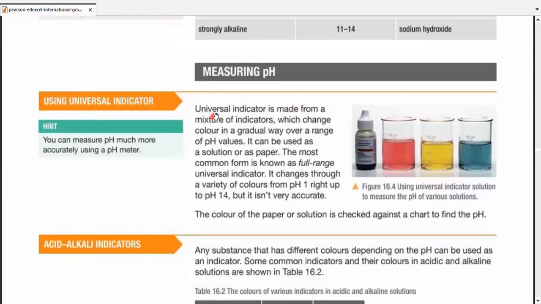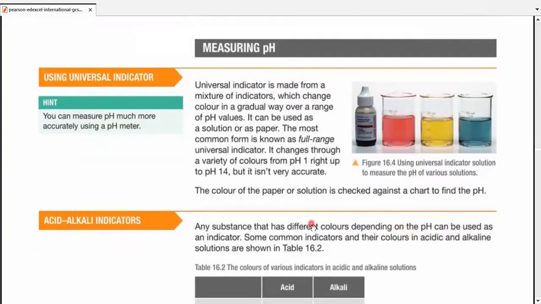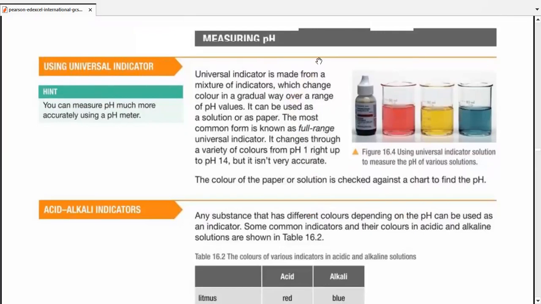Moving on, how do we measure pH? We actually use indicators to measure pH. An indicator is any substance that has different colors depending on the pH of the solution it is used in. Commonly, we use universal indicator. A universal indicator is actually a mixture of indicators. It changes its color in a gradual way over a range of pH values.